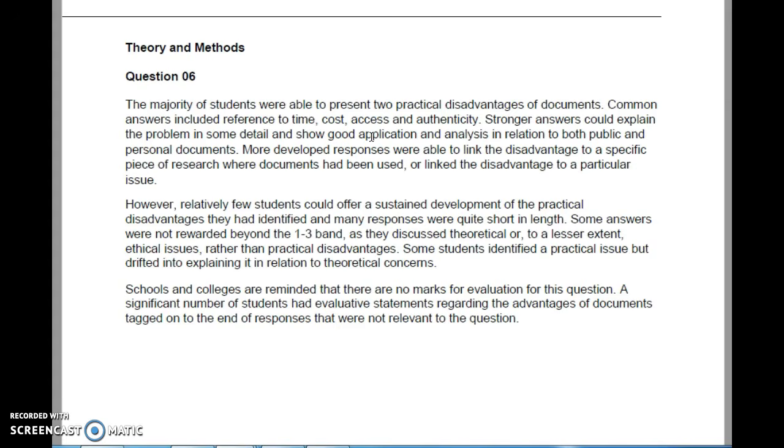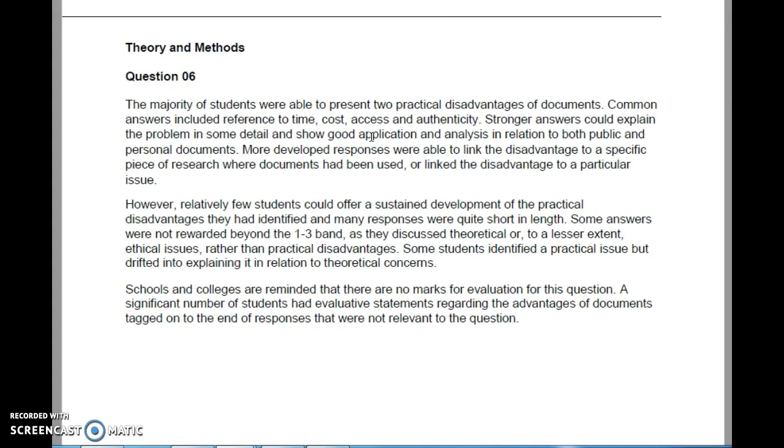Better developed answers were able to link the disadvantage to a specific piece of research where the documents had been used, hence that is why I'm recommending that you know at least one piece of research which are using a particular method, or link the disadvantage to a particular issue, and this is where you could link it to other issues such as theoretical issues, for example, and I'll explain that in just a minute.